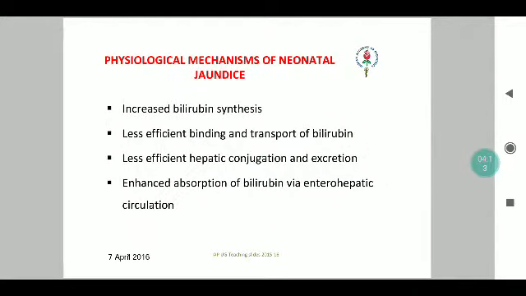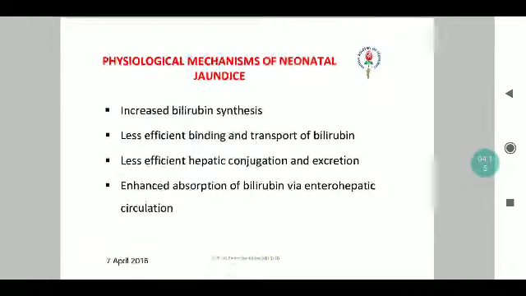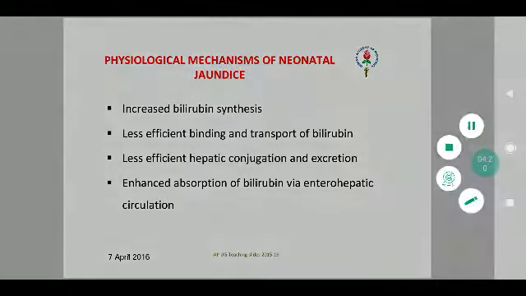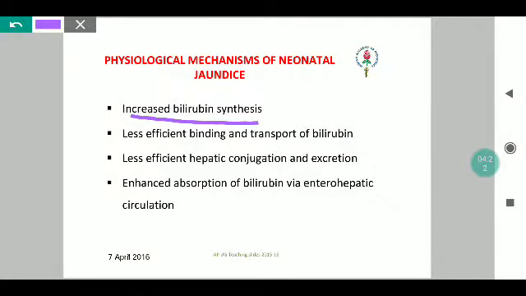Now, when we say physiological mechanism of neonatal jaundice, we should understand a few key concepts. Firstly, there is an increased bilirubin synthesis in the initial days after birth, because there is a lot of conversion from fetal hemoglobin to adult hemoglobin, as well as other changes such as some amount of minimal hemolysis as well as transitional changes which do occur at birth.